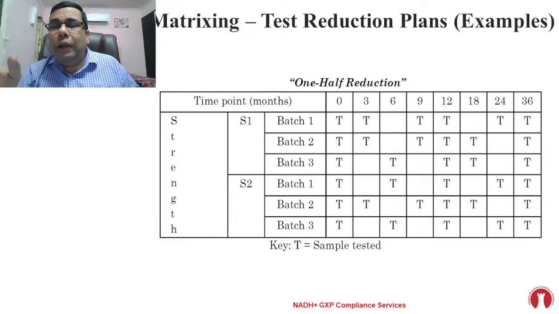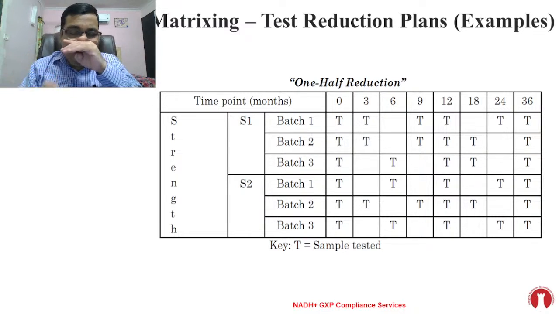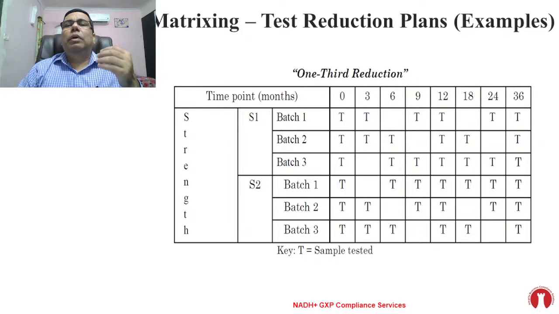Hope you got the point from this simple example. You are with me, and it is very easy to understand. So this way also you can reduce the test plan. This test plan is called 1/2 reduction. The second test plan recommended by the guideline is a 1/3 reduction.